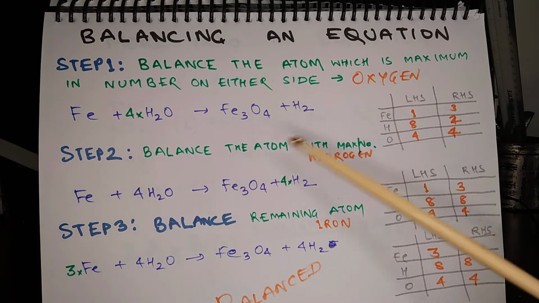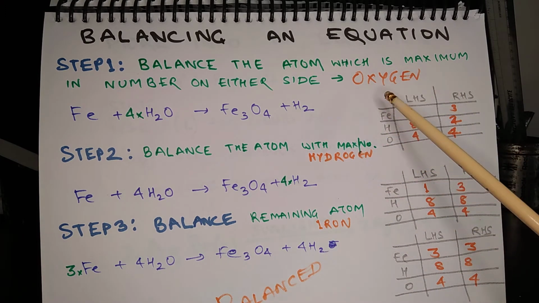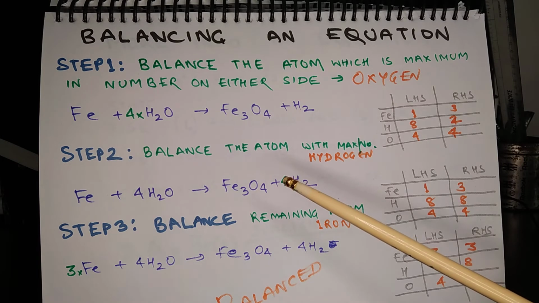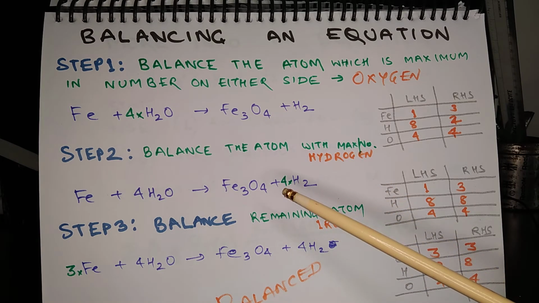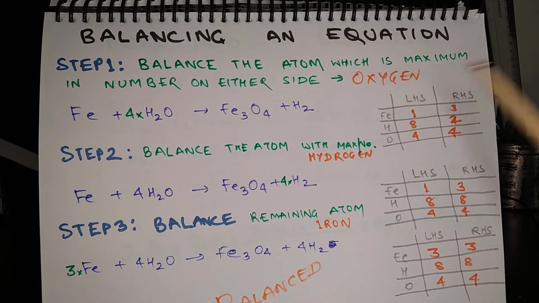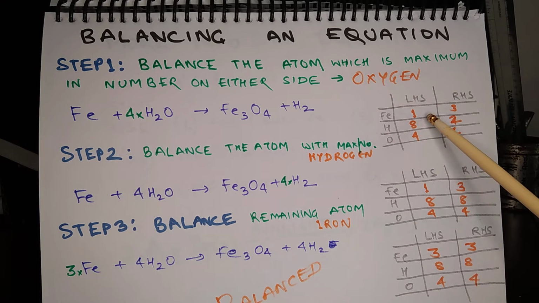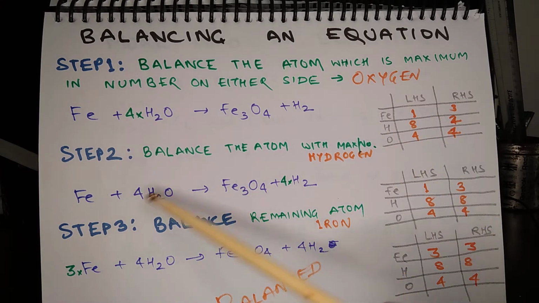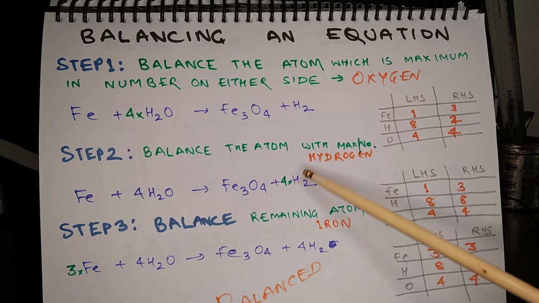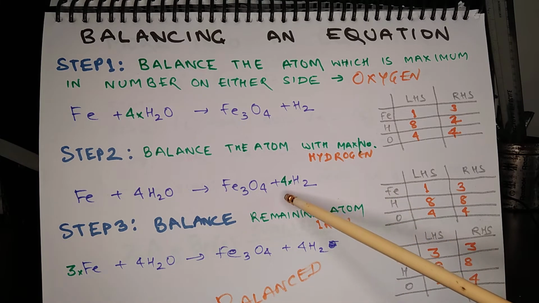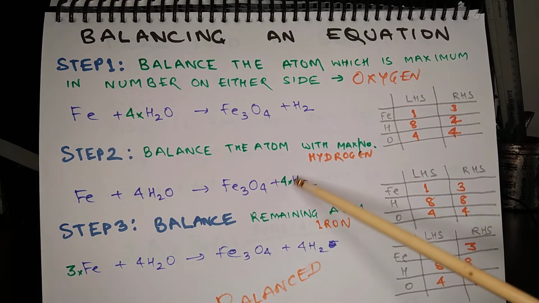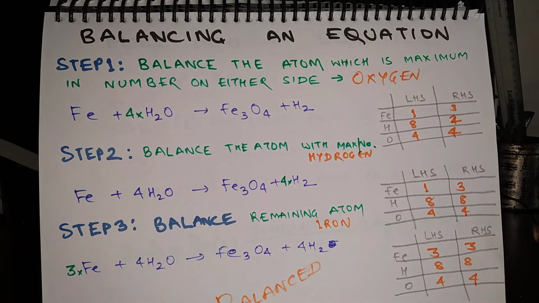Now step 2 is to balance the atom which is now having the maximum number of atoms. In this case we have hydrogen, that is 8 over here. In order to balance it, here it is 4 multiplied by 2, it is 8. So we write 4 over here, so that 4 multiplied by 2 becomes 8. And let us compare. For iron it is 1 and 3, hydrogen 8, 8, oxygen 4 and 4.